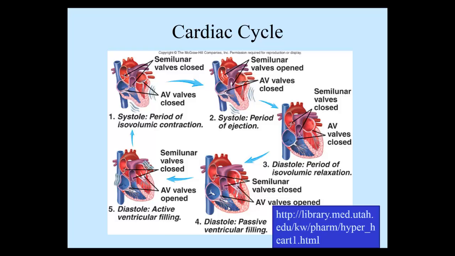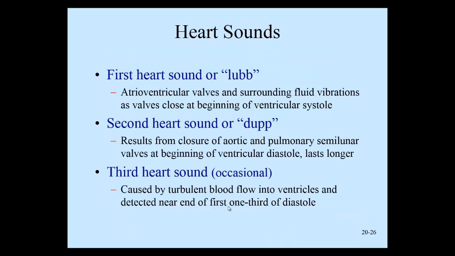So we talked about the heart sounds already, the lub-dup sound and what valves are associated with that. So make sure you know that the AV valves closing are the lub, and the aortic and pulmonary semilunar valves are the dup. And when do they occur? The lub occurs at the beginning of ventricular contraction, which we call systole. Systole means contraction of the ventricles. And the dup sound occurs during ventricular diastole.